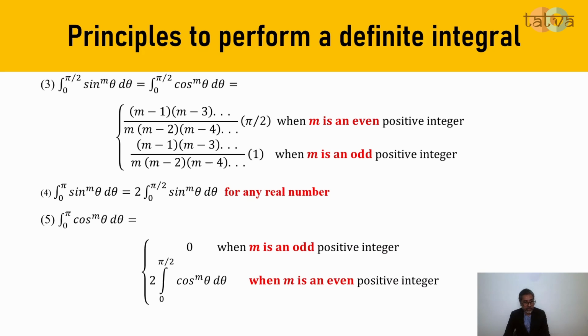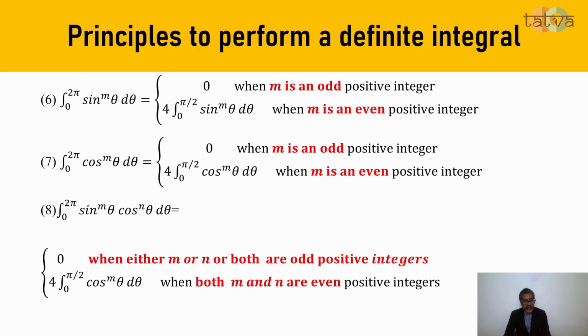Whereas when it comes to the cos theta power m function from 0 to pi, there are 2 cases. The output will be 0 when m is an odd positive integer, and the output will be 2 times the integral from 0 to pi by 2 of cos theta power m when m is an even positive integer. So these are all very intricate and a little bit confusing initially, but with constant practice you can remember these results. But these are all highly applicable.